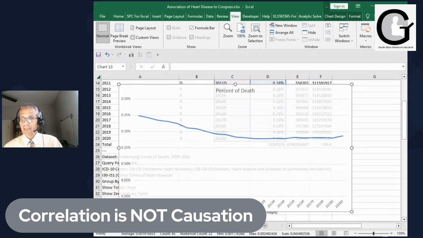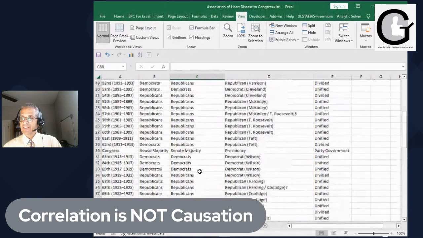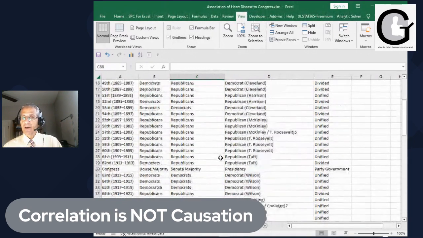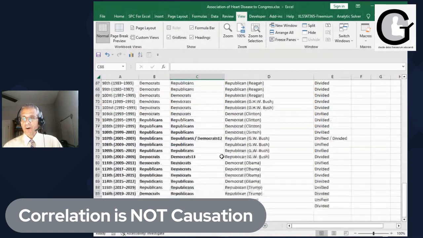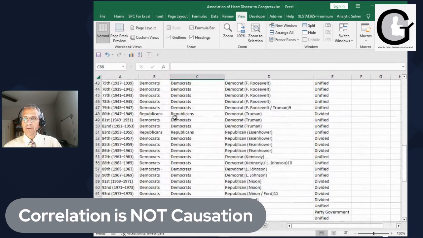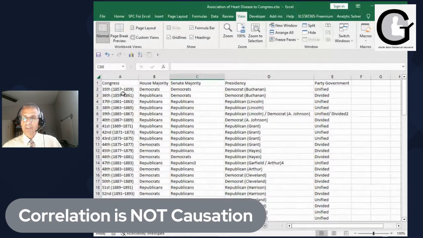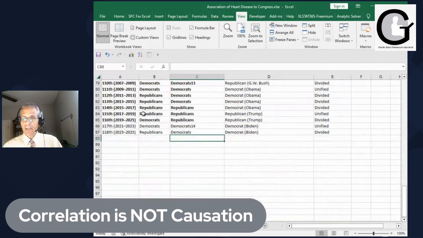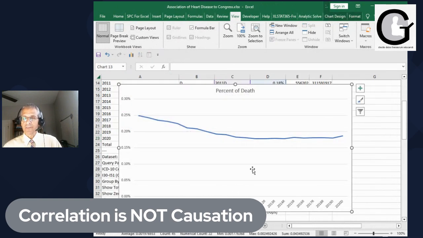And in fact, what I did was I got the party government stuff, all the party government aspects, from a government website. So I have all these areas to talk about: the Senate majority, the presidency, the House majority, party government, all these different areas, all the way from the 35th Congress to the 118th Congress. So that's what we're talking about when we talk about these areas, and how you can take different bits of data and put them together and try to do something with that.